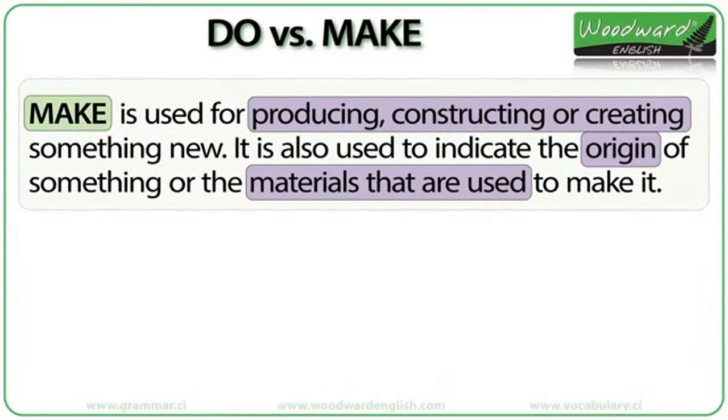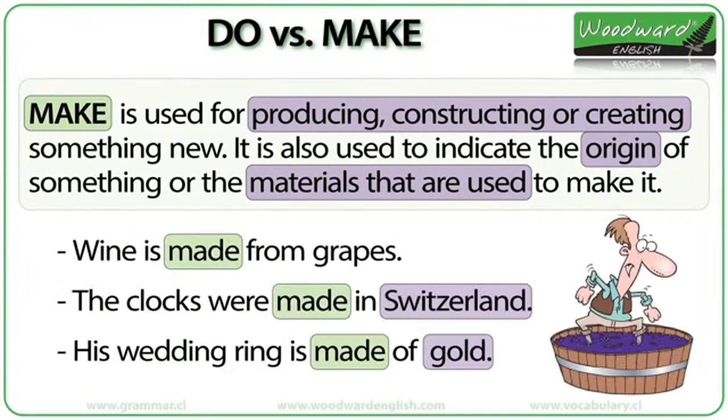When do we use make? In general, make is for producing, constructing, creating, or building something new. It is also used to indicate the origin of a product or the materials that are used to make something. Wine is made from grapes. This is the same as saying wine is produced from grapes. The origin of wine is grapes. That is where it comes from.